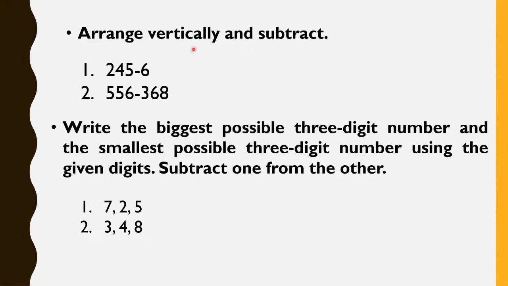Arrange vertically and subtract. The first one is 245 minus 6 and second one is 556 minus 368. So here you're going to make columns and arrange them in their place value. Next is write the biggest possible 3-digit number and the smallest possible 3-digit number using the given digits. Subtract one from the other. So you're going to make your biggest 3-digit number and smallest 3-digit number out of these digits and you're going to make the columns and arrange them in their place value.